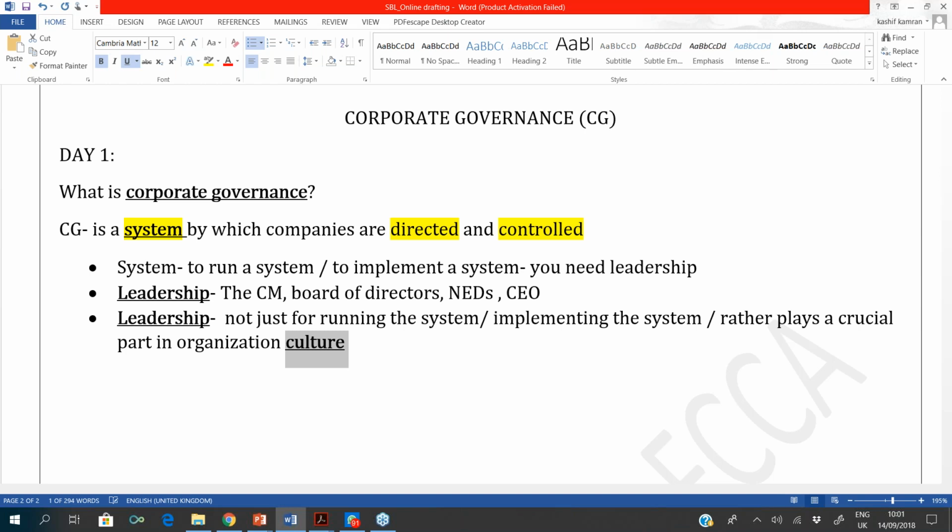Culture is yet another syllabus area. So we're just exploring the system, and we've connected two syllabus areas here: system was connected with leadership, and system was connected with culture. Leadership is playing a very crucial part in terms of corporate governance. So it is a system by which the companies are directed. Which companies?